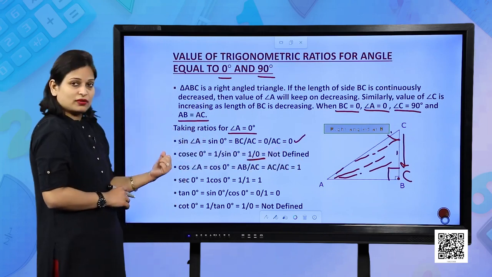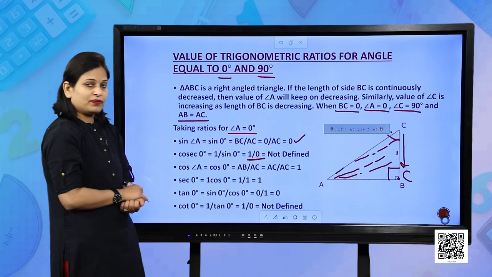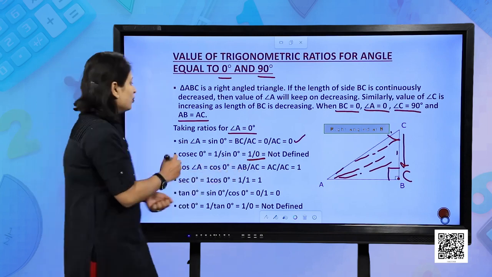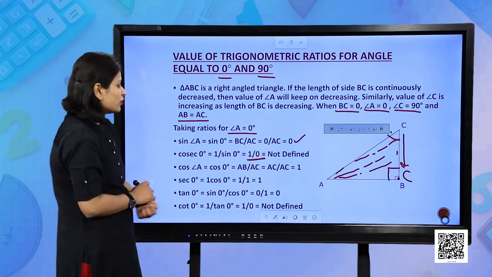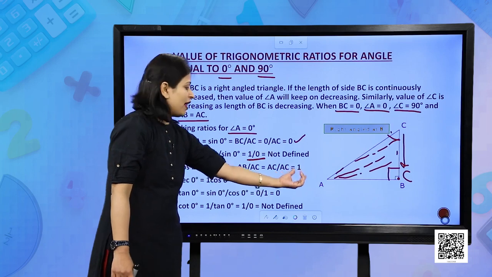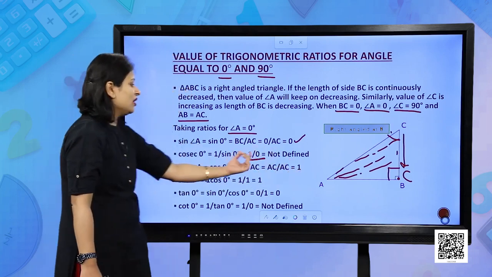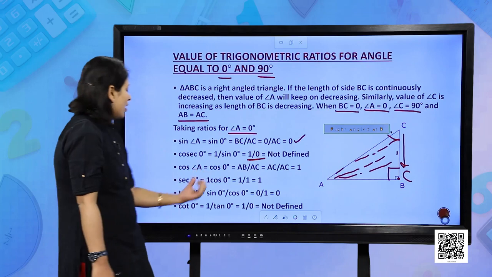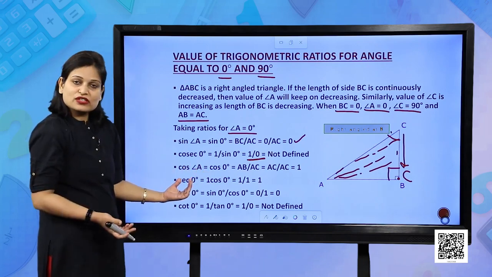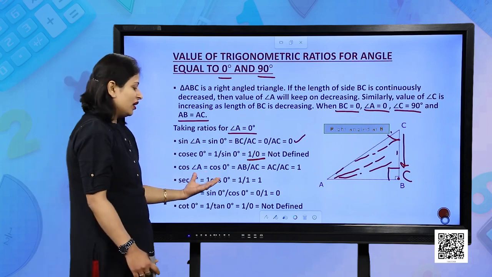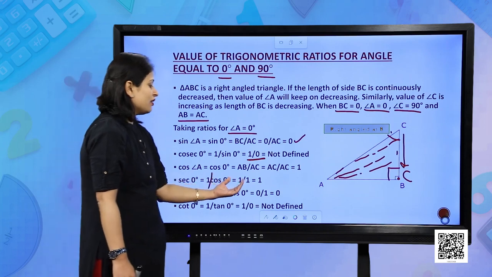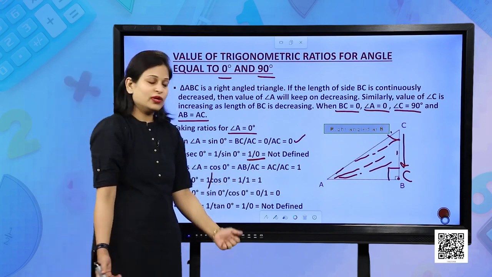Now, cos function means cos 0 degree. Cos 0 is AB upon AC, and you know AB and AC are equal. So, you can replace AB by AC. So, AC by AC will give you 1. So, cos of 0 degree is 1 only. Secant is the reciprocal of cos function. So, secant of 0 degree will be 1 upon cos 0. You will get 1 upon 1, which is 1 only.